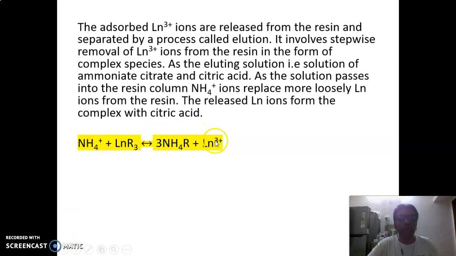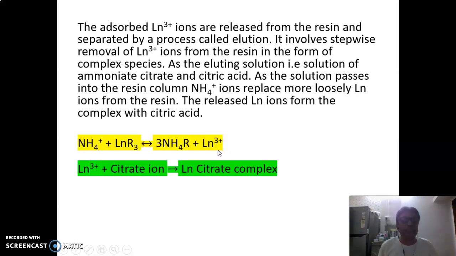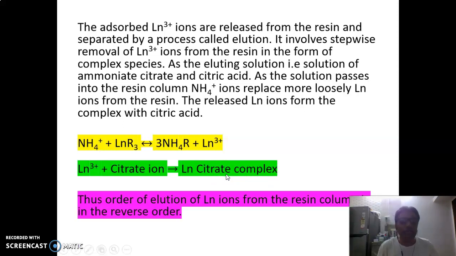Okay. So the lutetium tripositive ion is released first, and it forms the stable complex with the citrate ion here. So that is the lutetium citrate complex, or lanthanon citrate complex, formed here. Okay. Later on, other lanthanon ions also form complexes. So one by one there is a complex formation process in the resin column. So the lanthanum tripositive ion remains at the top of the column, and the lutetium tripositive ion remains at the bottom of the column.